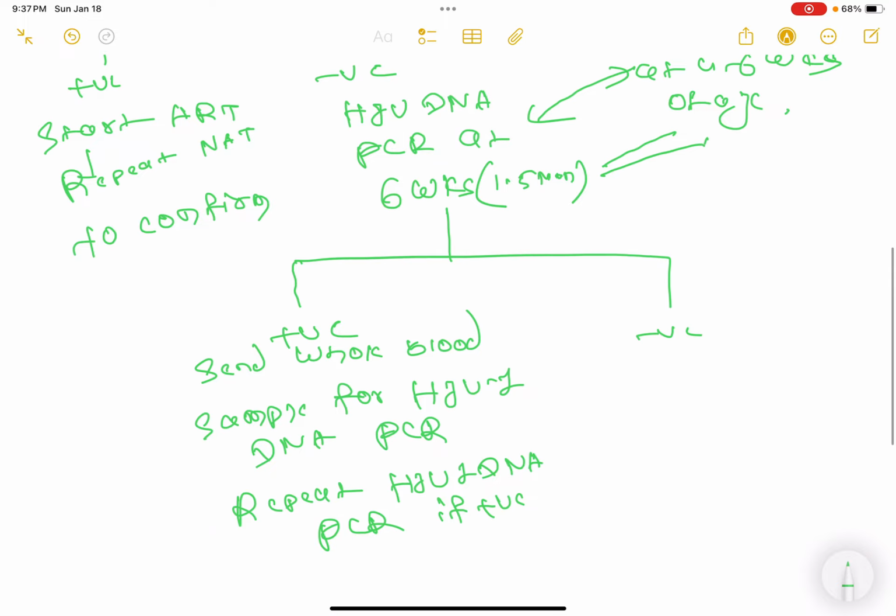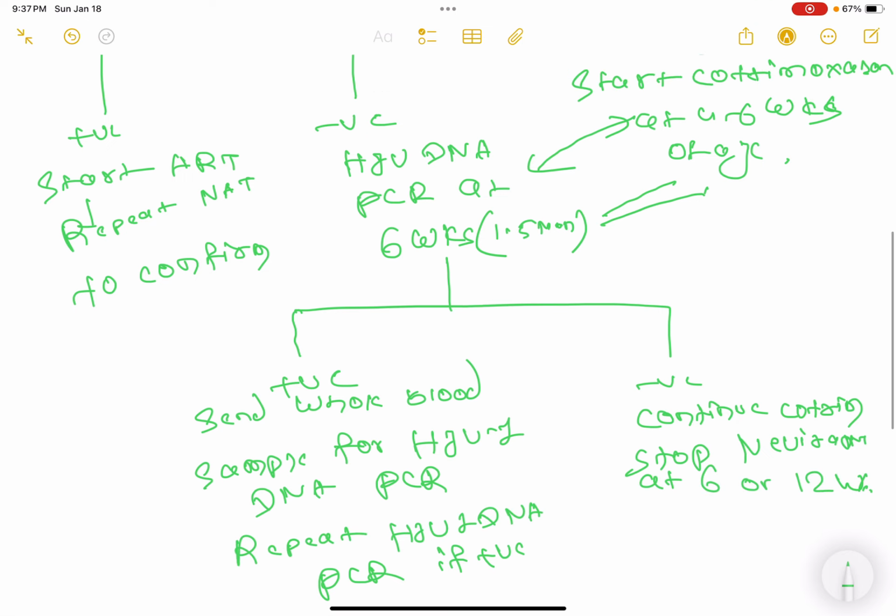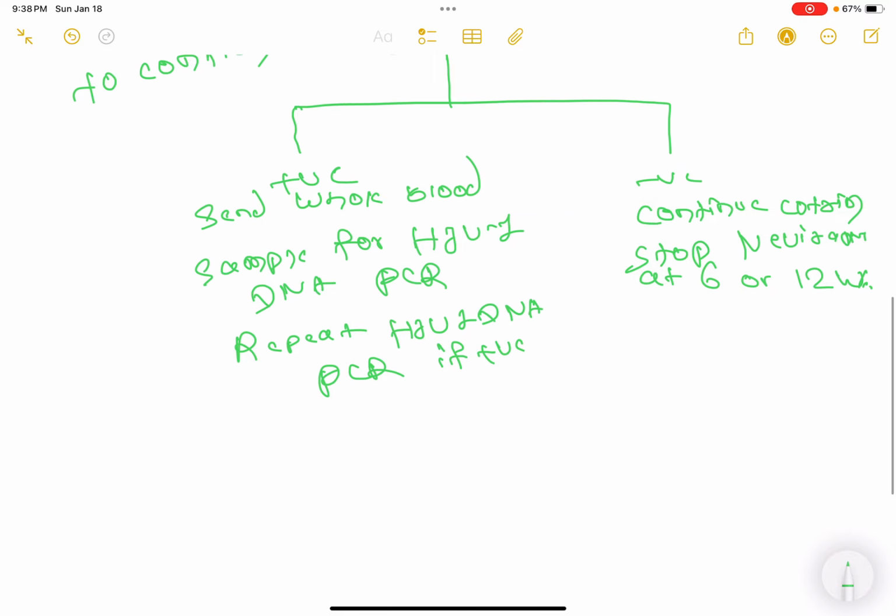And in negative, we have to continue cotrimoxazole and stop nevirapine at 6 or 12 weeks, at the time we have started the cotrimoxazole, if the HIV DNA PCR is negative. So remember like that, otherwise you will forget. And after that, repeat HIV DNA PCR at 9 months.